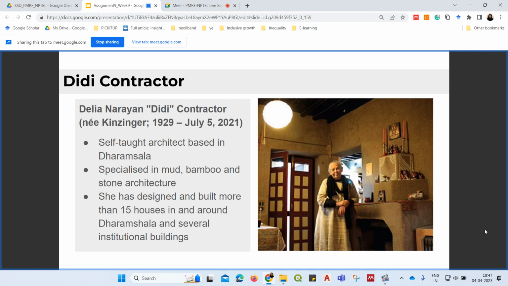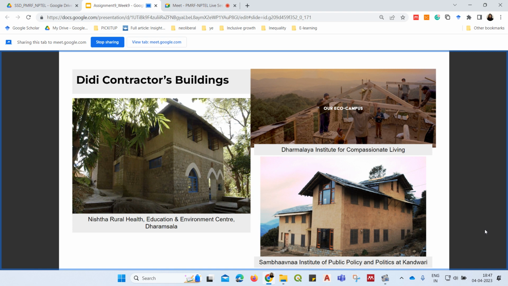So she is based in Dharamshala, and she practices architecture in the areas surrounding. She has designed and built more than 15 houses in and around Dharamshala, and many of those buildings are even institutional buildings. So it is not just residential buildings, but even institutional buildings. These are some of the buildings which she has constructed. So there is a health center, health education and environment center in Dharamshala. Then there are campuses for institutes like Dharmalaya Institute for Compassionate Living. Then there are even administrative buildings like this Institute for Public Policy and Politics.